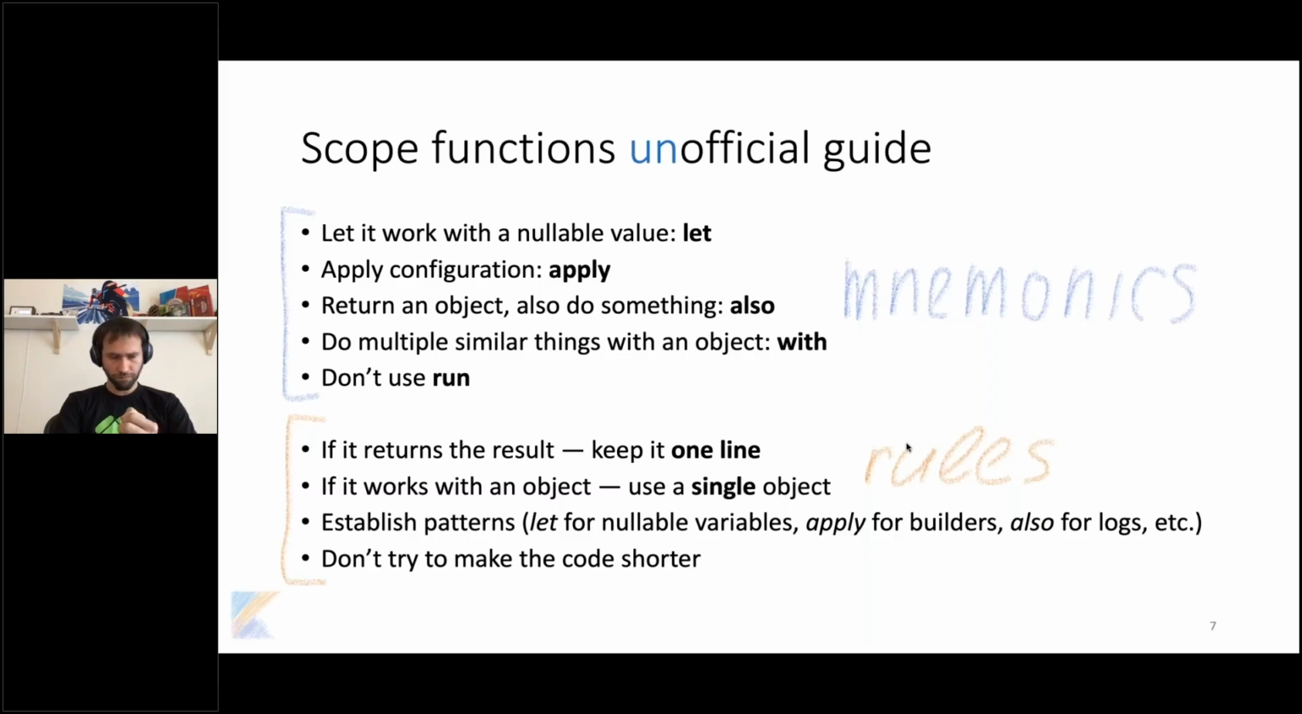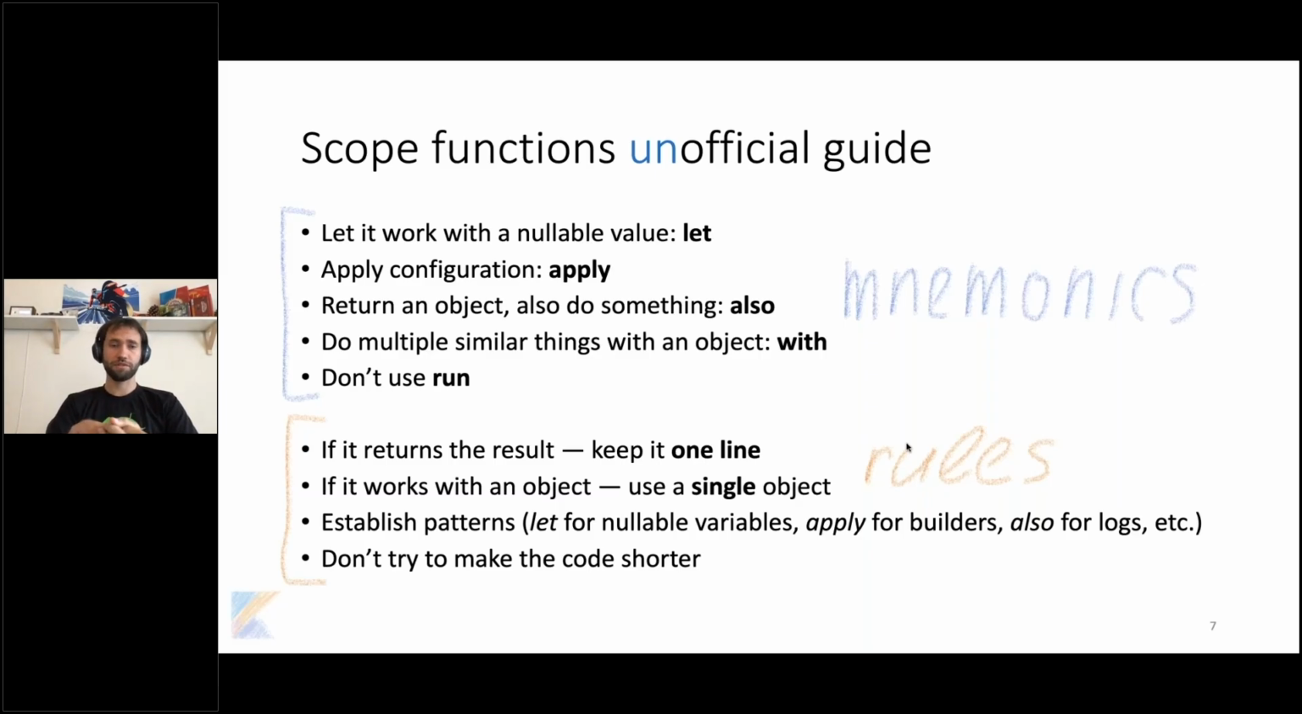Keep it one line. And when you have a multi-line lambda that works with an object, like often happens with with or apply, restrict it to a single object. If you try to call methods of the enclosing code, or methods of some code outside of your class, then you break the scope of the scope function and make the code review way harder.